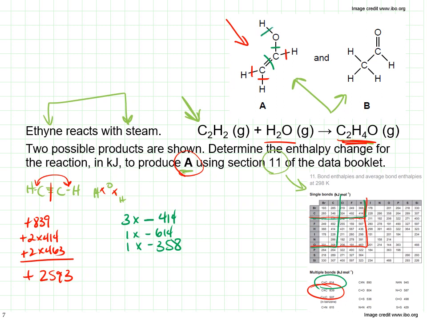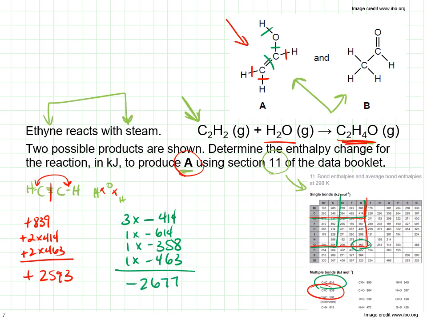I also have an oxygen-hydrogen here. Oxygen-hydrogen is going to be that 463, negative because we are forming that bond. So let's add that all up. I have a negative 414 times 3 plus negative 614 plus negative 358 plus negative 463 gives us a grand total of negative 2,677.